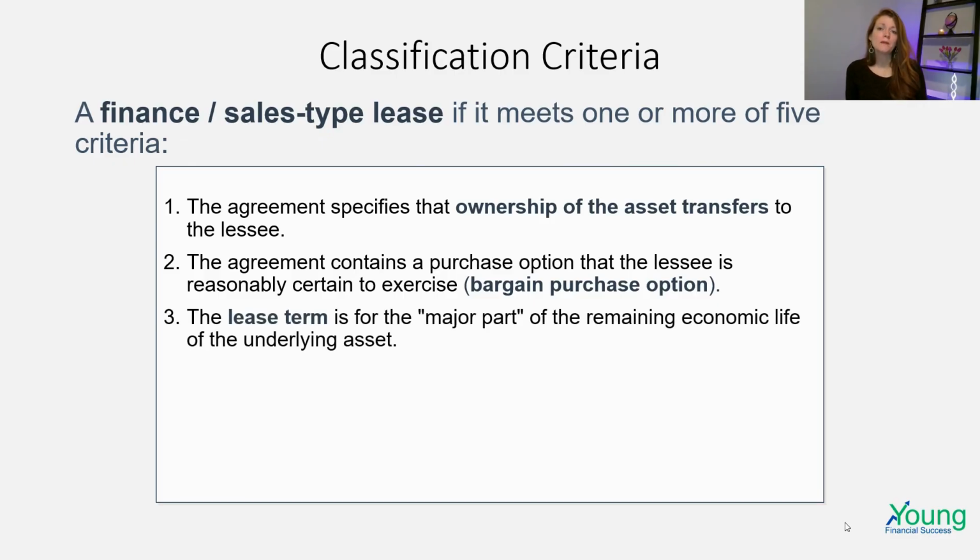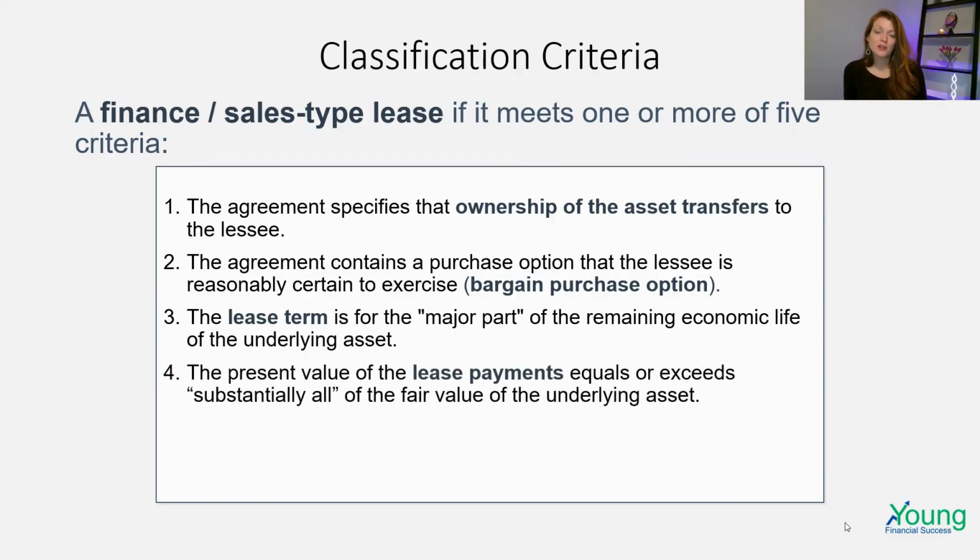The lease term is for the major part of the remaining economic life of that asset. So what you'll typically see in your homework is that it's for the entire time. So that's the major part of its life. So if it is only for 3 out of 6 years of the asset's life, then no, it wouldn't qualify for this because that lessor could lease it out to someone else or get use of it themselves. But if it's for the major part of the life, then the lessee is pretty much going to be using up the asset until it is not useful anymore anyway.